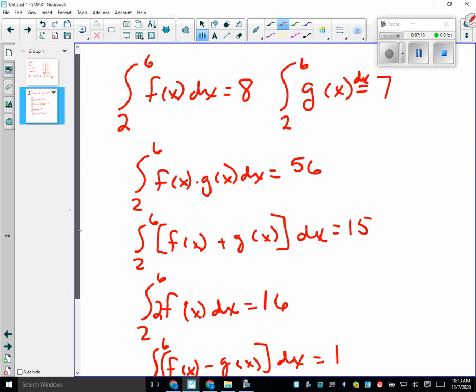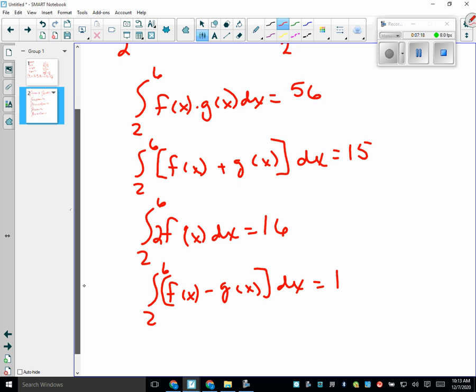All right, here's the problem. Which one is not true? The first one. Why is that? You can't multiply in an integral. You only add and subtract. We can multiply two integrals together, right? Yes. But you can't multiply inside the integral. You can multiply by a constant, but not two functions.